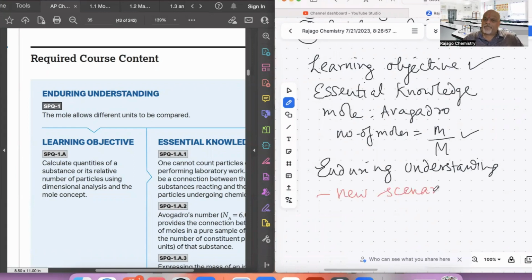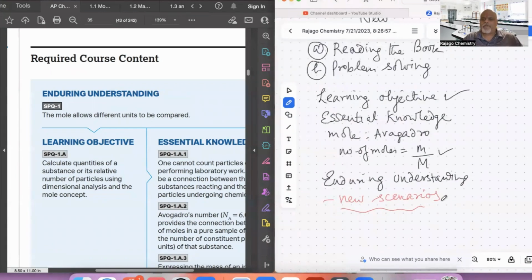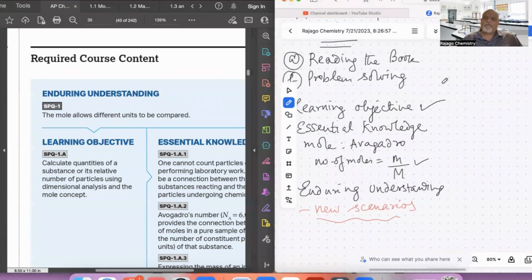Let me give you a comparative example. Let's take gardening. If somebody is doing gardening, the learning objective is to learn gardening. It's very simple. What is the essential knowledge? How to plant a seed, how to put the seed on the ground, how to water them, how to take care of them, and all those things are essential knowledge.